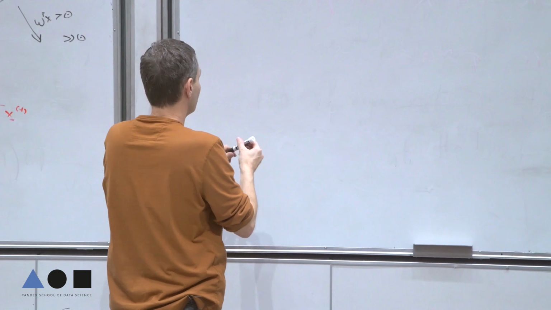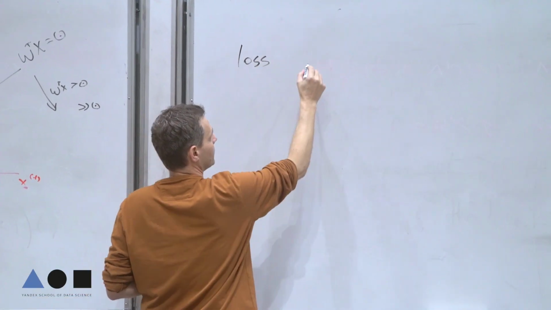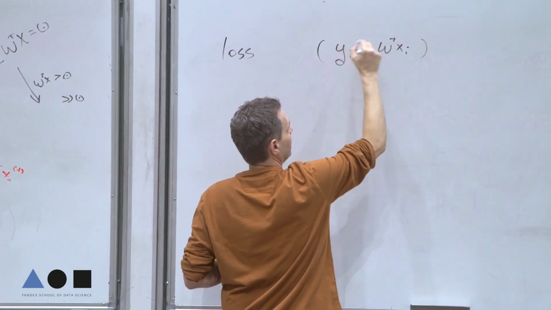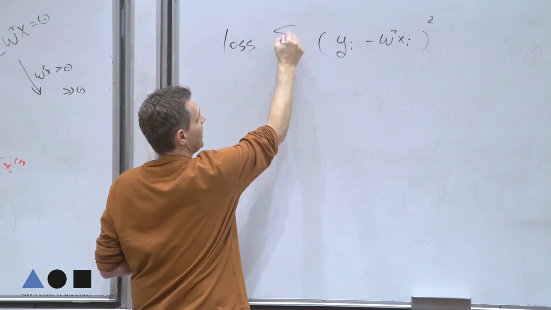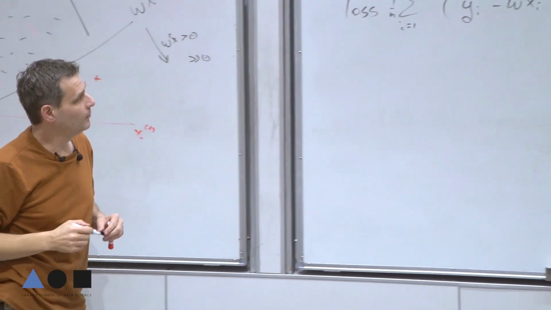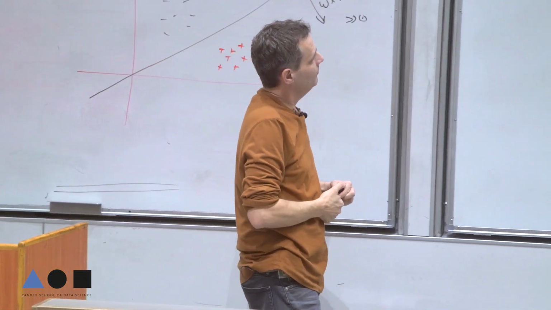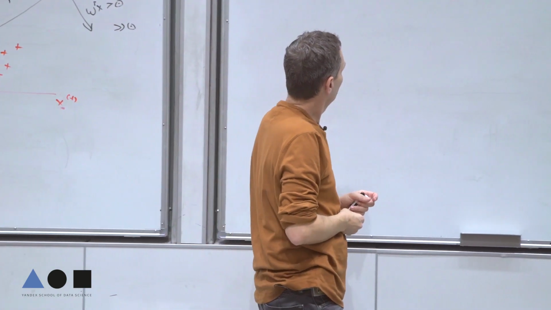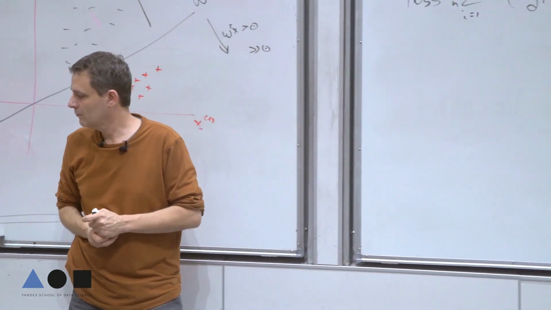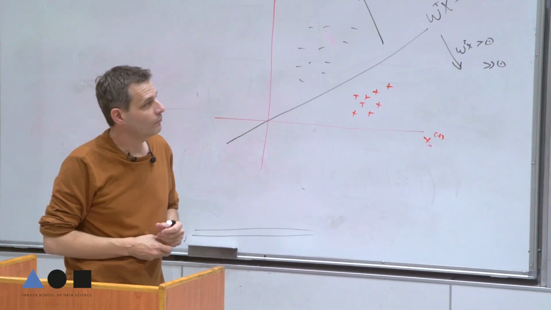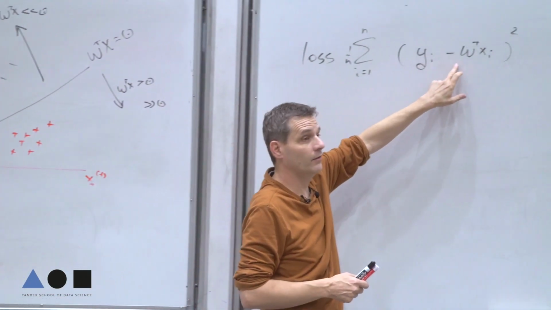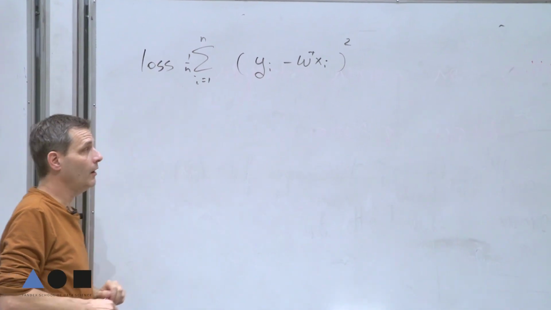OK. So the suggested loss is yi minus w transpose xi, squared. And you can sum that over all samples, or average. Yeah, that's a good idea. We can do that. I think it's a good suggestion.